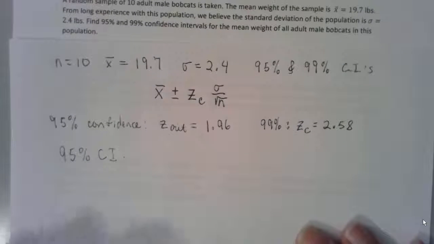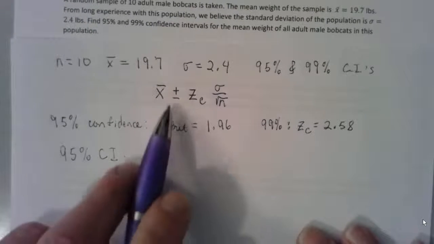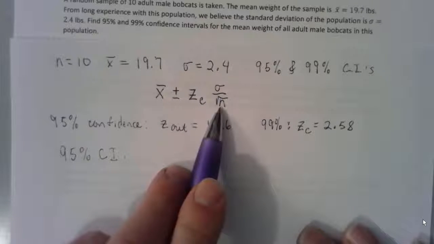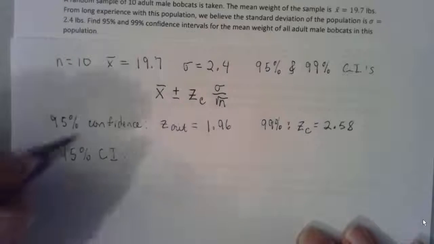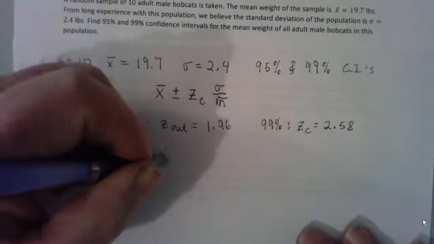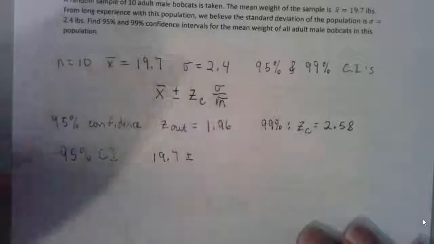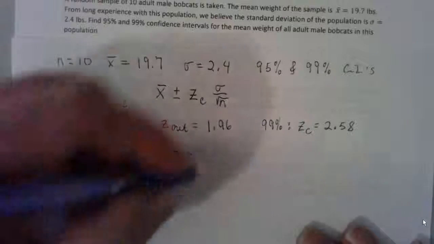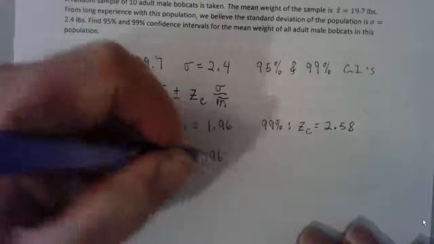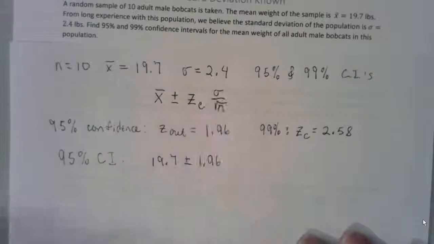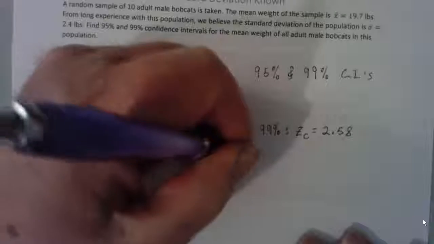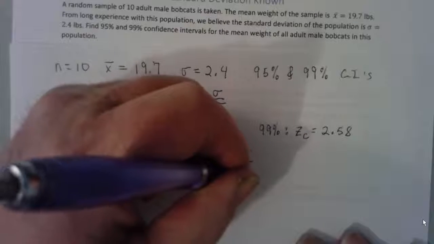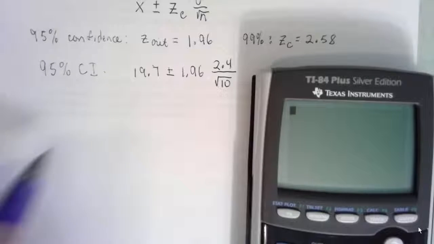The formula we're going to work with is right here. The sample mean plus or minus the critical value times the population standard deviation divided by the square root of the sample size. X bar is 19.7. We add and subtract the 95% critical value, which is 1.96. Then we multiply by the standard deviation of the population and divide by the square root of the sample size. We are ready to start calculating.